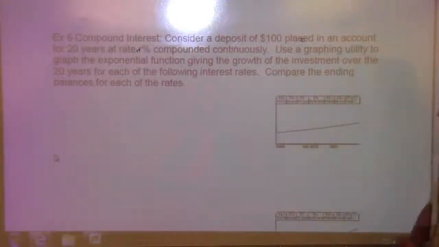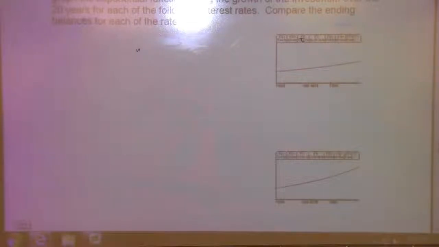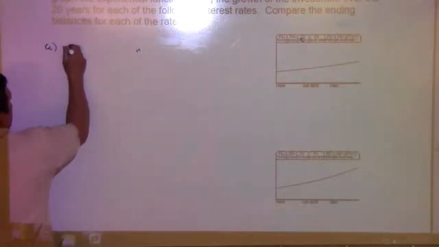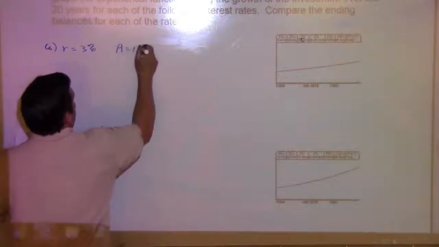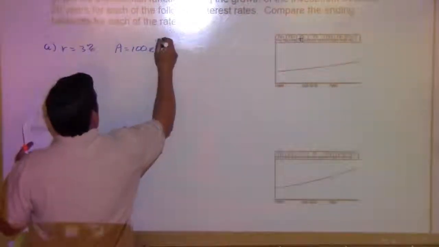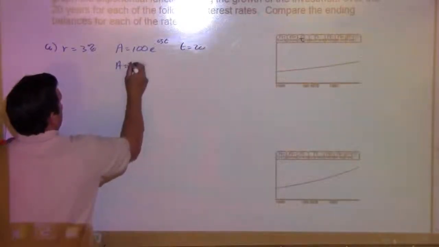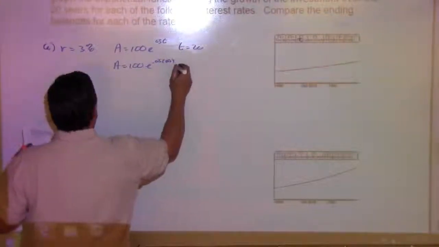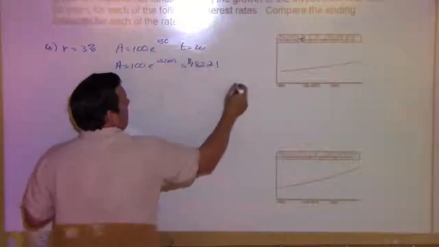Okay, so we didn't type in the rates. That's not very good. In the first case, the rate is 3%. So the amount is going to be $100 times e to the 0.03 times t. And for t being 20, we have A equals 100 times e to the 0.03 times 20, which is $182.21. And this shows that growth.